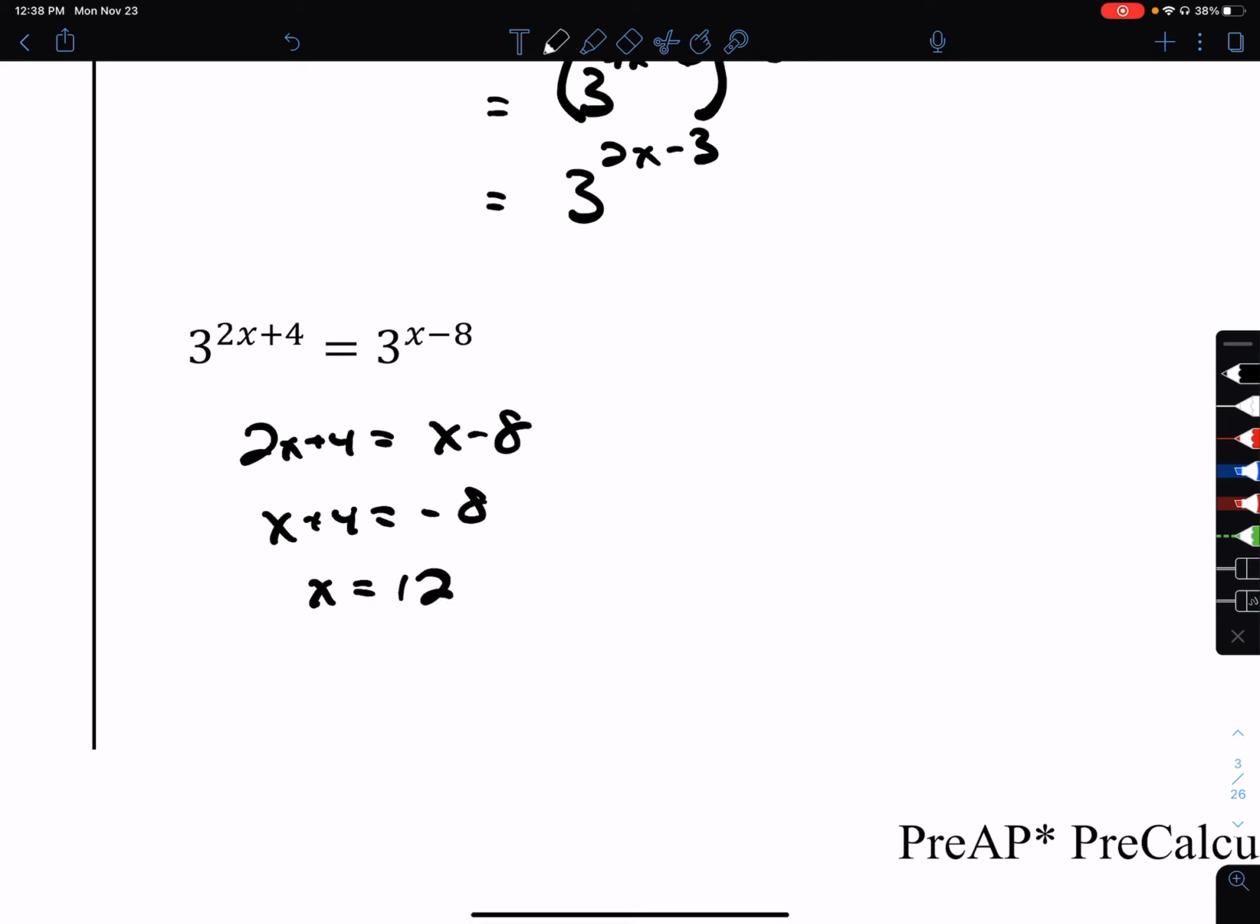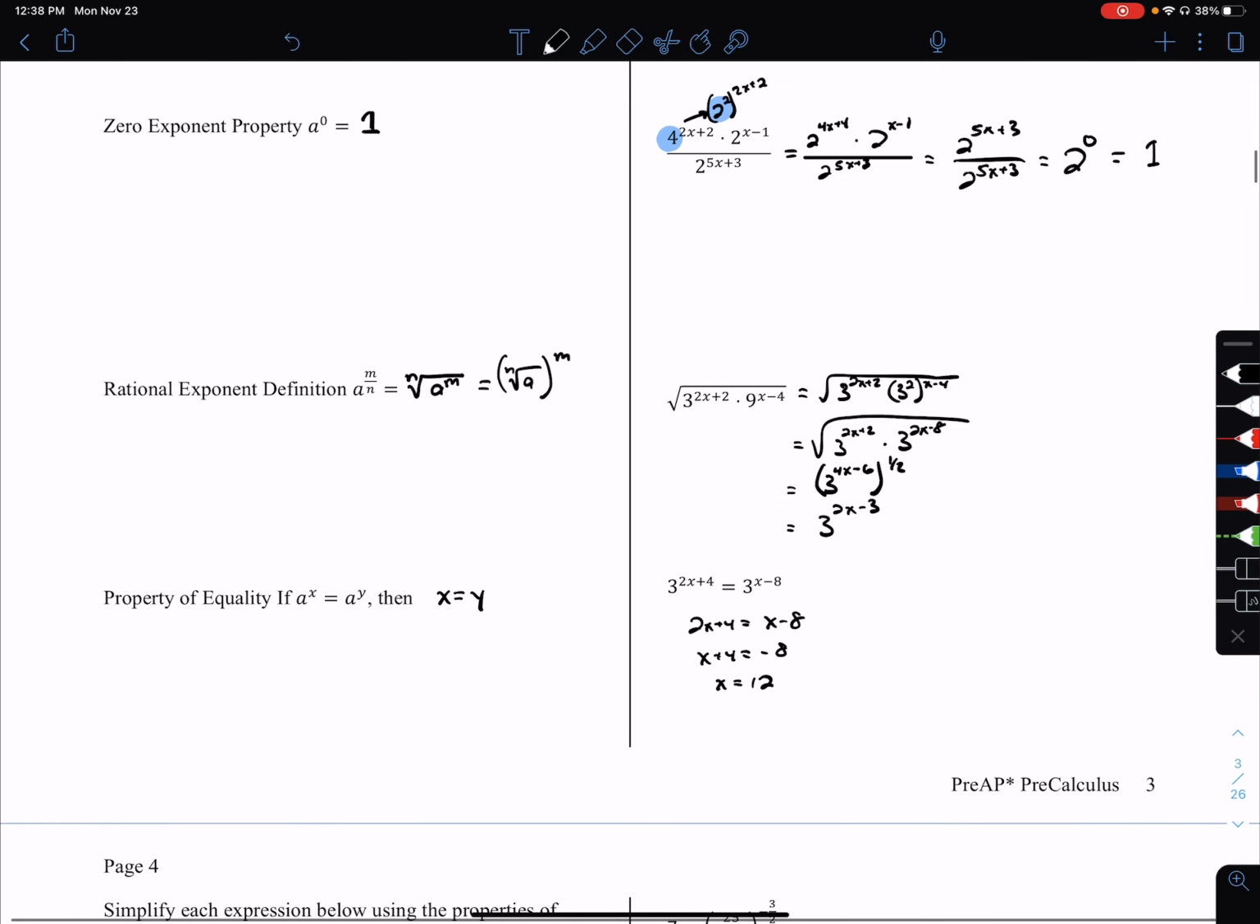That's going to conclude this video, which is essentially us just looking at specific examples that had to do with these properties.